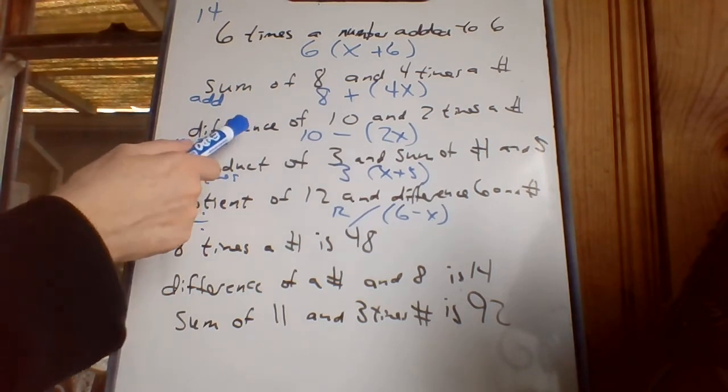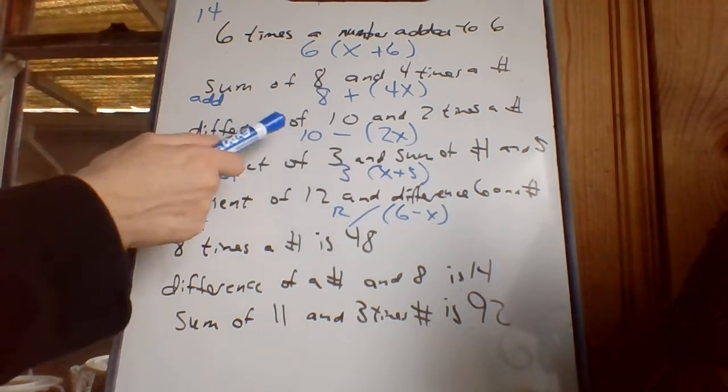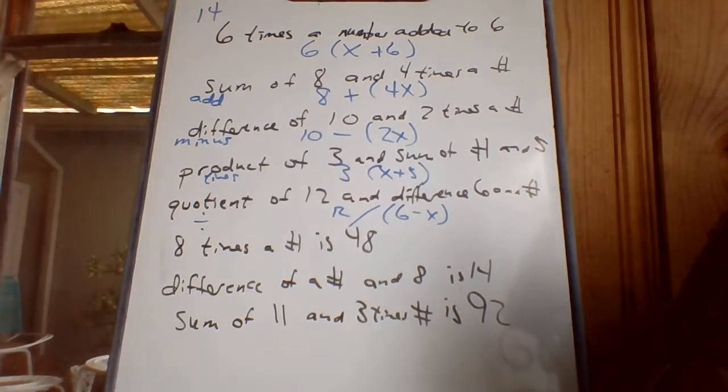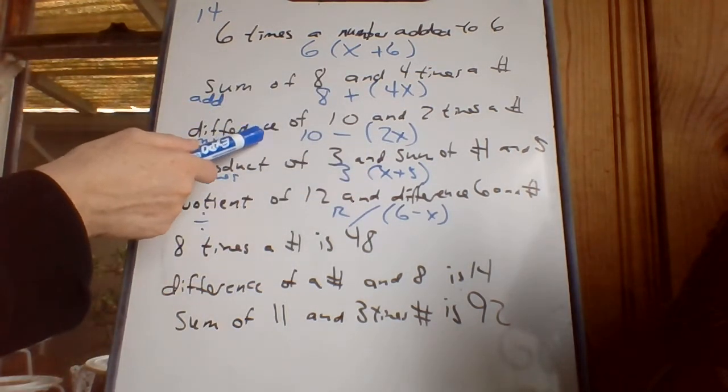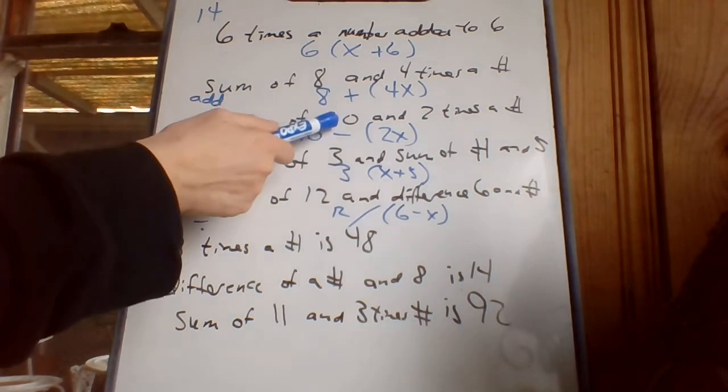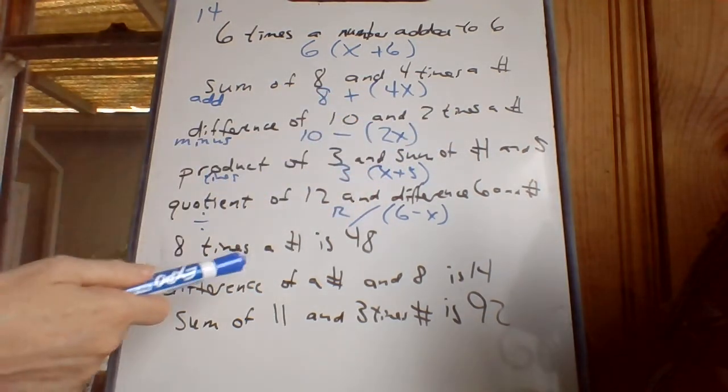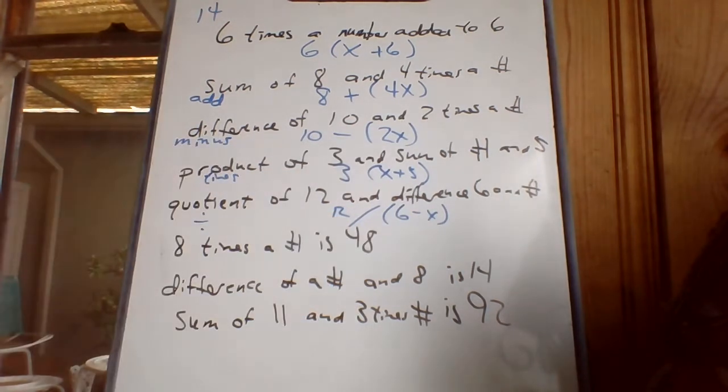And the same thing with difference. You do it in the order they gave you. So I did the difference of 10 and 2 times a number. If I'd written 2x minus 10, that's backwards. Whatever order they give it, that's the order you write it down. So 10 minus 2 times a number. 12 divided by 6 minus x.